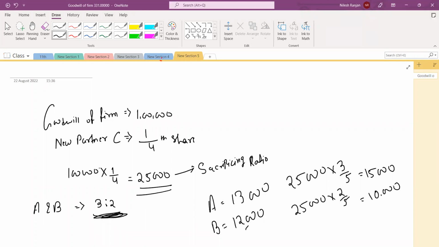So how did you arrive at 13,000 and 12,000? No, sir, I just guessed it because I saw the ratio of A is greater than the ratio of B, so I just mixed it up like this. Okay, now tell me how you are going to calculate and distribute the share. Let's calculate it first. We have to calculate the sacrificing ratio, for which you have to remember the case I taught you in the previous class.